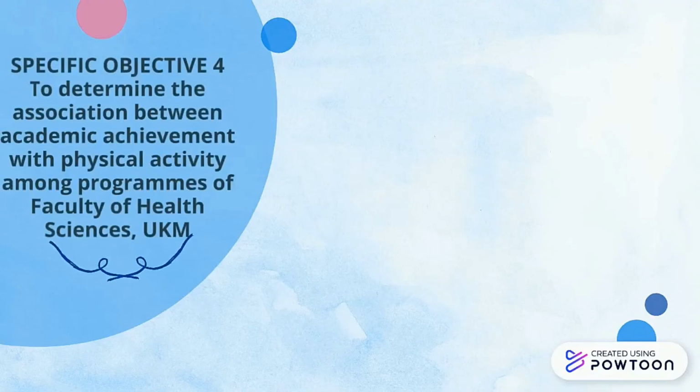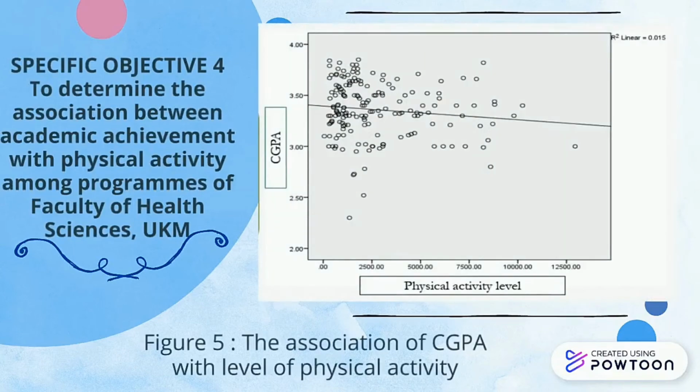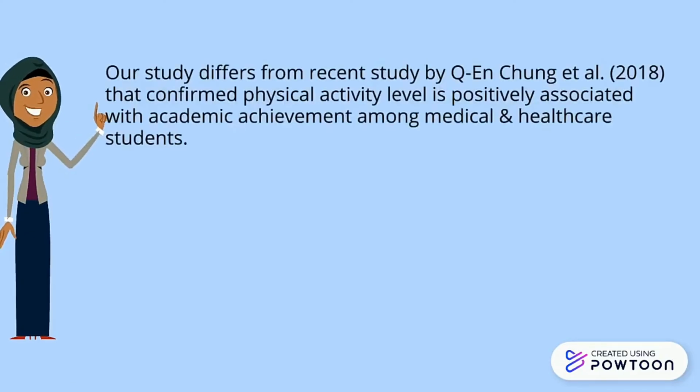As for the last specific objective, we also have performed simple linear regression tests between academic achievement, which is represented by CGPA, with the physical activity. Our study revealed that the physical activity has a low negative association towards academic achievement, and it does not significantly predict the CGPA of the students since the p-value is bigger than 0.05, where the p is equal to 0.1. Our study differs from recent study by Quek and Chong et al. 2018 that confirmed physical activity level is positively associated with academic achievement among medical and healthcare students.